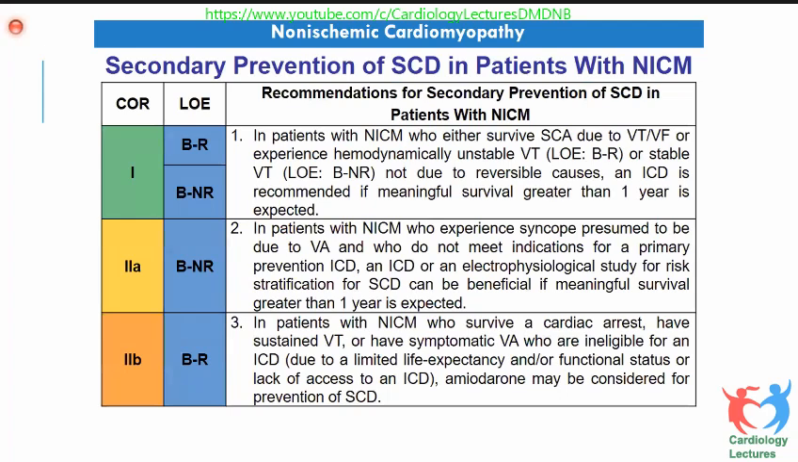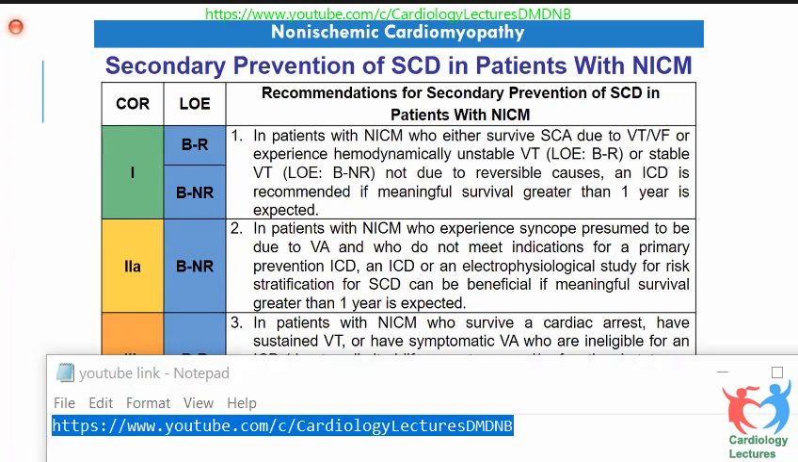Now we change to non-ischemic cardiomyopathy. Similar to the ischemic cardiomyopathy group, secondary prevention is for those who have documented aborted sudden cardiac arrest due to VT-VF or hemodynamically unstable VT. For 2A is a non-ischemic cardiomyopathy with syncope presumed due to VA who do not meet the prime indication for primary prevention ICD. Sometimes we consider ICD, or even an electrophysiological study for risk stratification, may be beneficial.